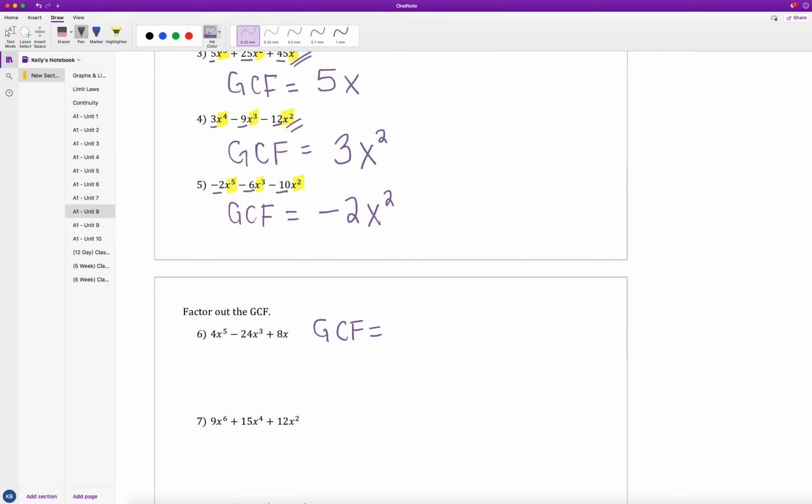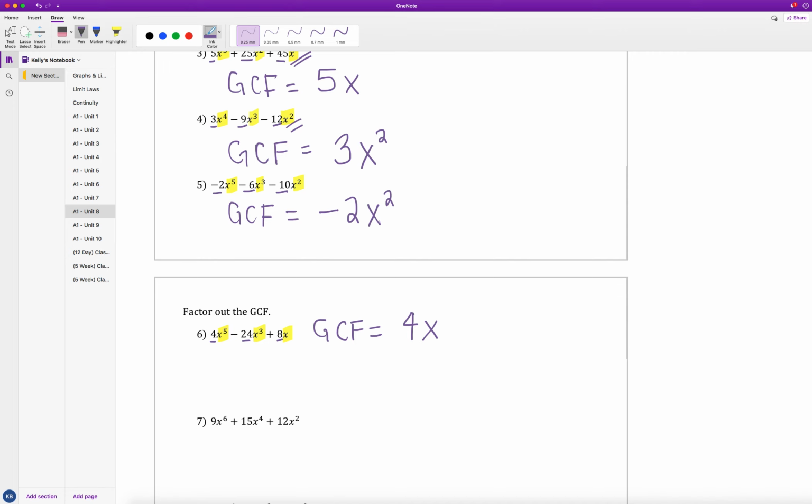When we're finding our greatest common factor, we're thinking about what numbers do all the coefficients have in common, and then about the variable part. For the coefficients, 4, 24, and 8 are all divisible by 4. So our greatest common factor for the coefficient part will be 4. In terms of the variables, we have an x to the fifth, an x cubed, and an x to the first power, which means the highest amount of x's that they all have in common is actually just x to the first. So our GCF, our greatest common factor, is going to be 4x.